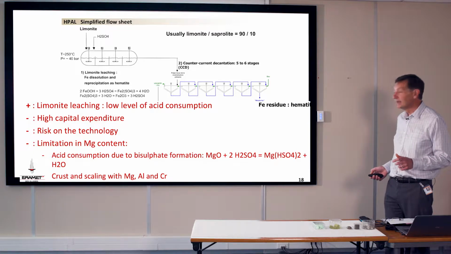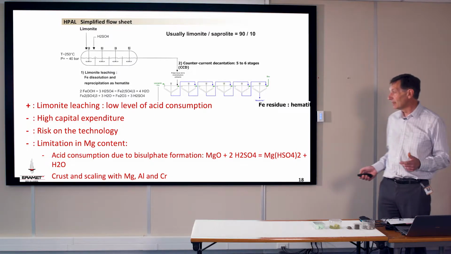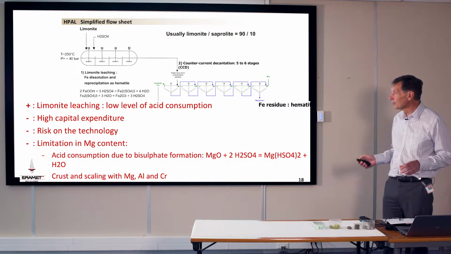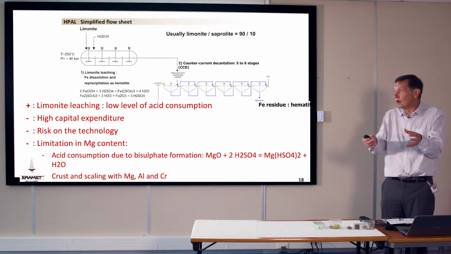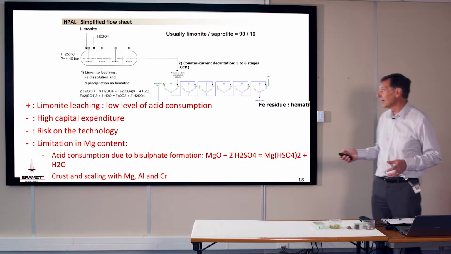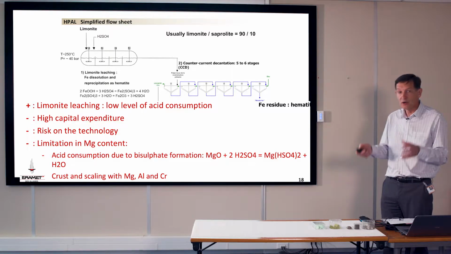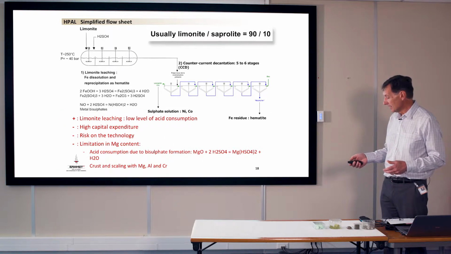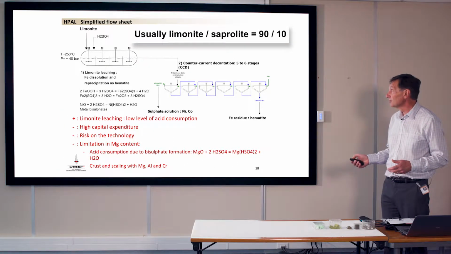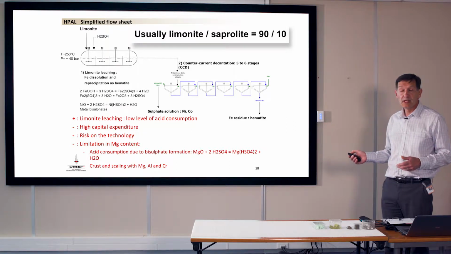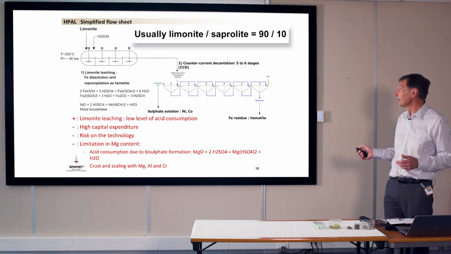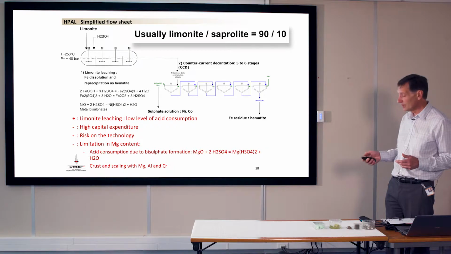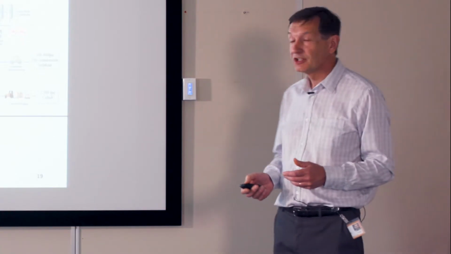The other drawback is that with magnesium, aluminum, and chromium, and mainly with the magnesium, you form some crust and scale inside the autoclave, and you decrease the volume of the autoclave by formation of this crust. You have to stop the autoclave very regularly to clean it. The conclusion is that with such a device, you can mainly treat limonite, 80% limonite, but you are limited in saprolite treatment to the level of 10%. Now, three examples of such processes.